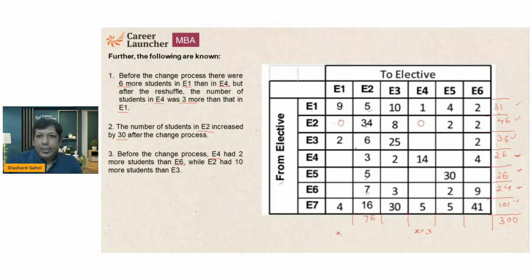Okay. 2 plus 6 plus 2, that is 10, plus 25, 35. So summation of this number and this number should be 1. Now, which number is going to be 1? Which number is going to be 0? I don't know. So I'm just leaving it for now.